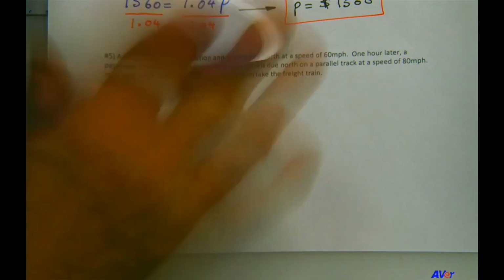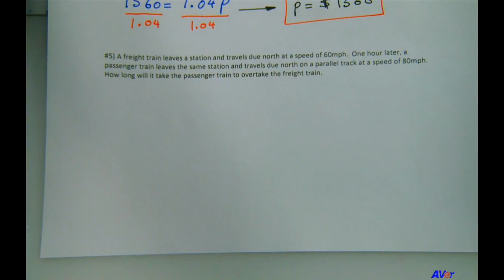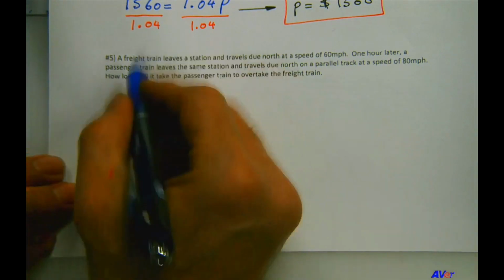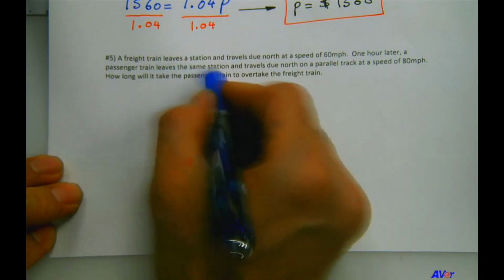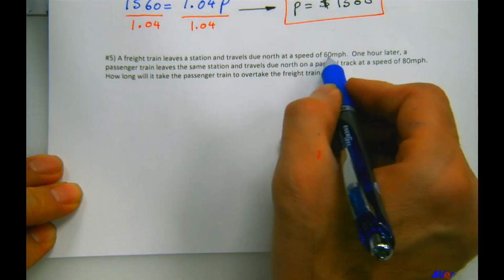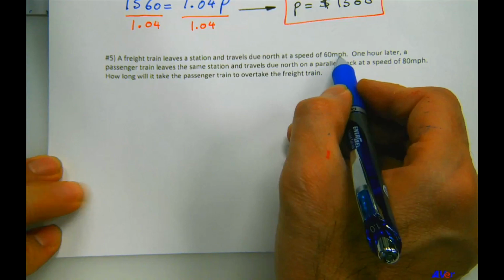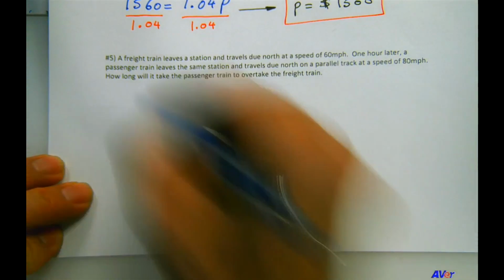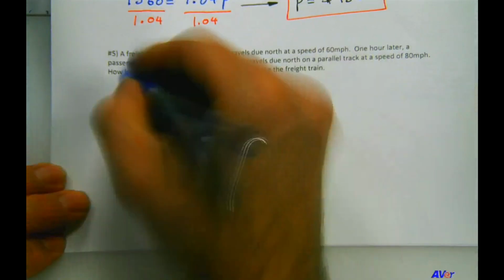And do as what we did. Introduce a variable for what's not known. Establish a relationship between the unknowns and the known. And then solve it, and then come back to the video. Okay, I'm assuming you've done that. So it says a freight train leaves a station and travels due north at a speed of 60 miles per hour. Right? So let's draw a little picture for this.